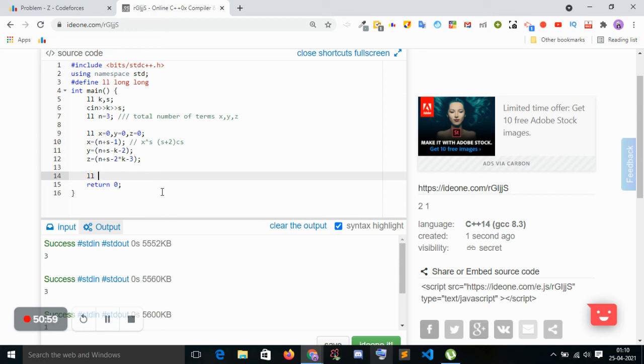Then output 1 equal to 0, output 2 equal to 0.